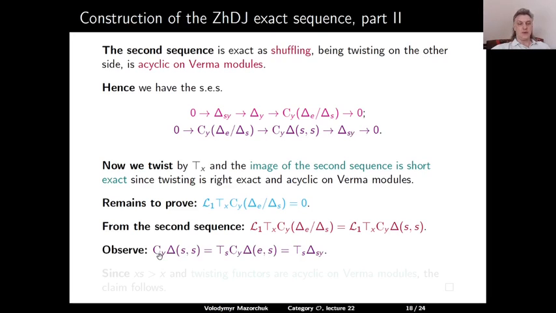Now the module C_y applied to delta Ss is the same thing as T_s applied to C_y delta Es, and this is T_s of the Verma module. And we are in the situation where xs is greater than x. So we get the first homology, more or less, of the twisting functor evaluated at the Verma module. And this clearly vanishes. So this homology vanishes, so evaluation of twisting at the first short exact sequence is short exact.